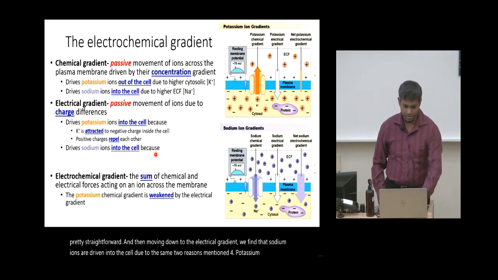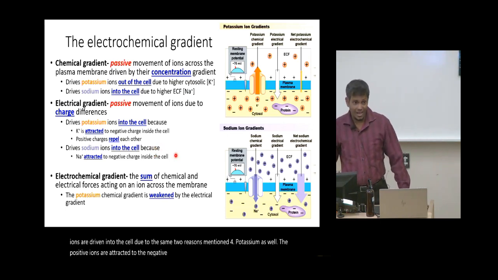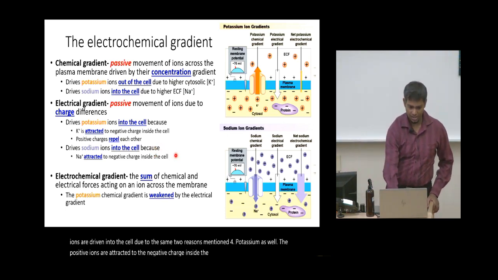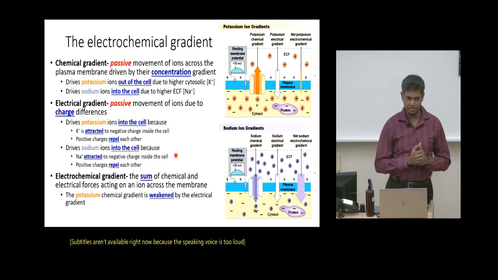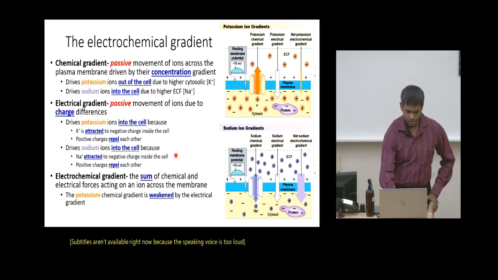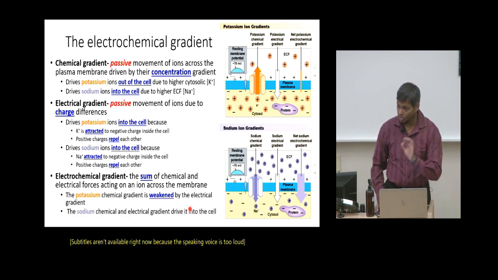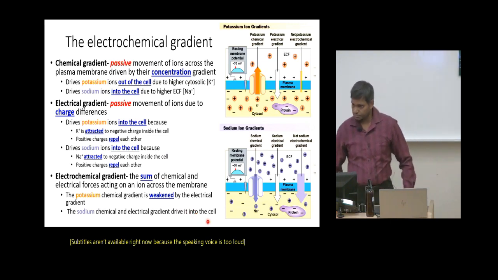The positive ions are attracted to the negative charge inside the cell, and the positively charged sodium ions will repel each other, and they'll be happy to cross the membrane. And so we find that the sodium chemical and electrical gradient will drive it into the cell.